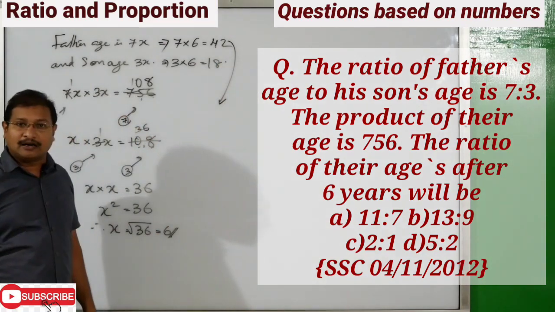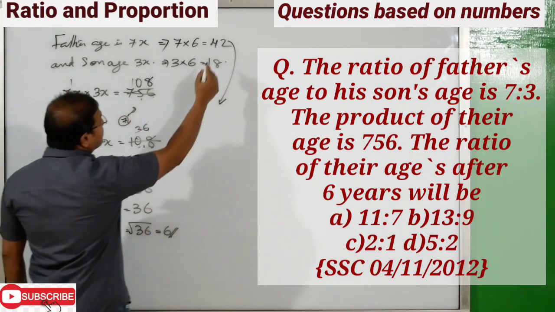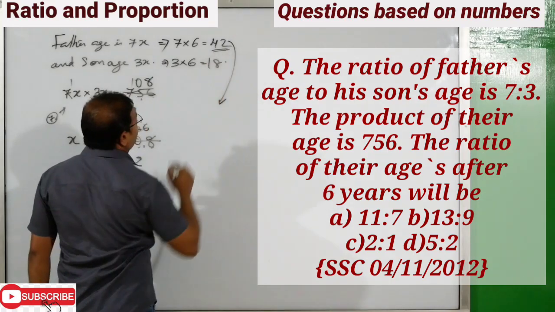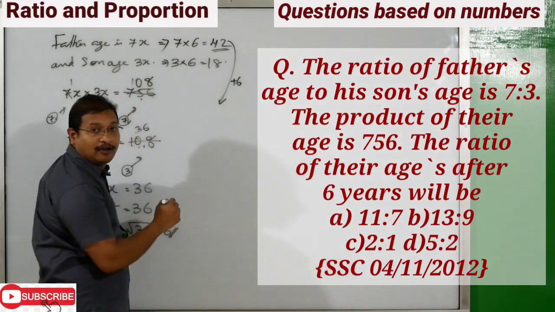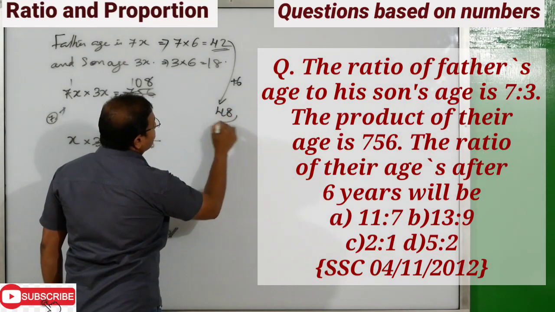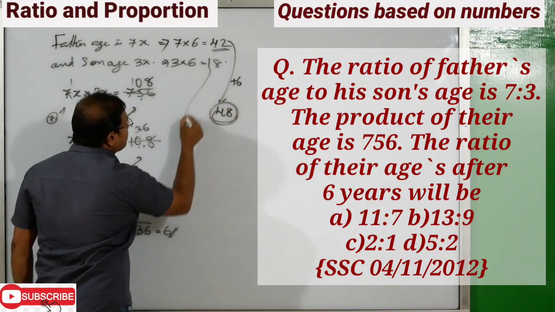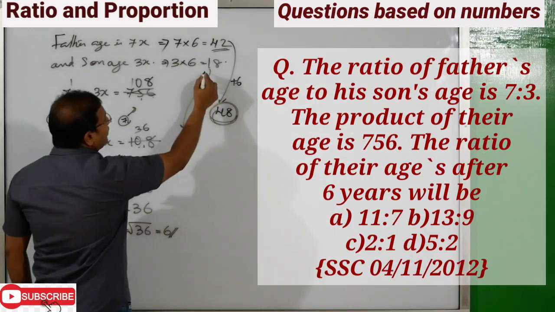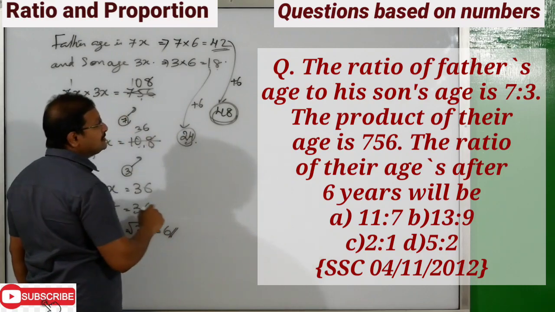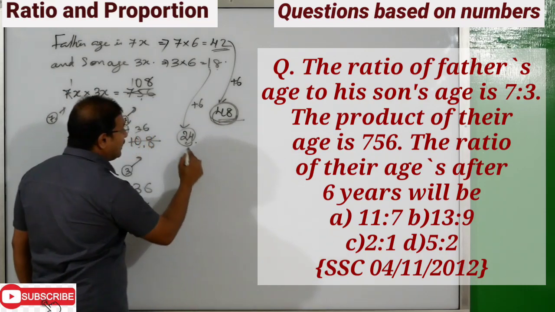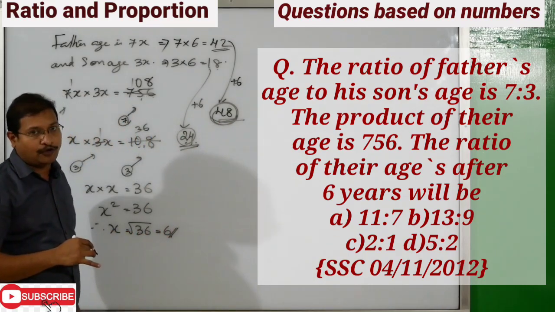What will be the age of father after 6 years? So after 6 years, father's age will be 42 plus 6. That means what will we get? 48. This is the father's age. And son's age will be 18 plus 6, that means 24. After 6 years, father's age will be 48 and son's age will be 24.